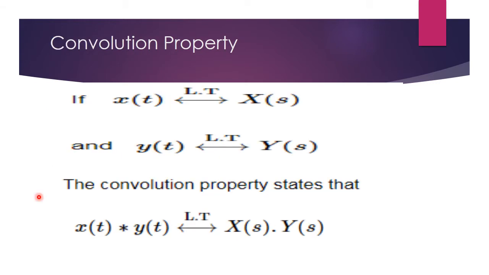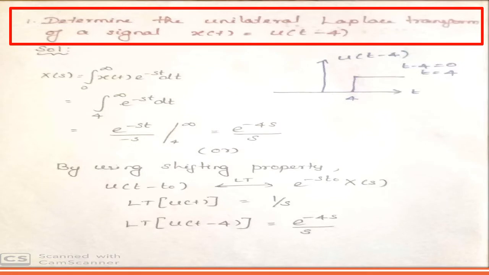Convolution property. If x of t has Laplace transform X of s and y of t has Laplace transform Y of s, then according to convolution property, convolution of two signals in the time domain is equivalent to multiplication of two signals in the frequency domain. So x of t convolved with y of t on Laplace transform gives X of s into Y of s. So these are the important properties of Laplace transform.